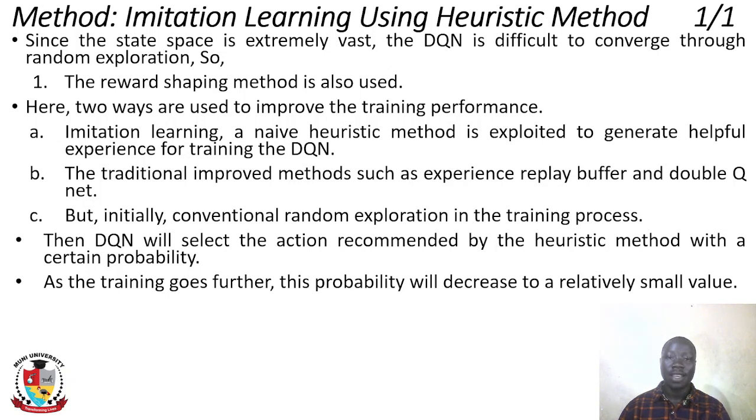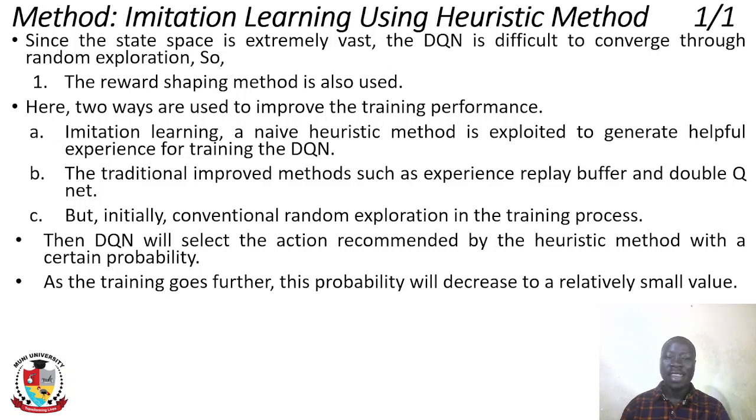Here are the two ways of improving this performance. One is through imitation learning, where a naive heuristic method is exploited to generate helpful experience for training the DQN. And then also the traditional improved methods like the experience replay buffer and the double QNet are used. But remember, all these are additions onto our random exploration, which means our random exploration has been boosted using imitation learning, and then also the experience replay buffer and double QNet.